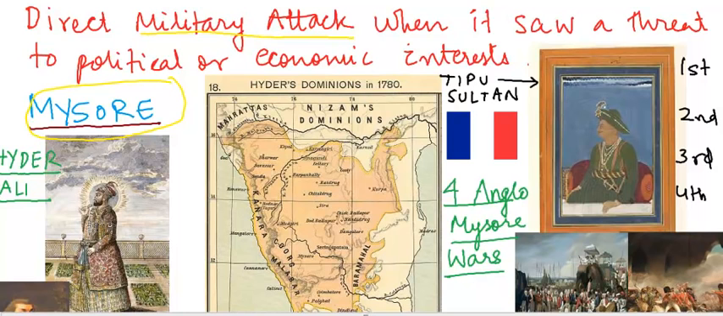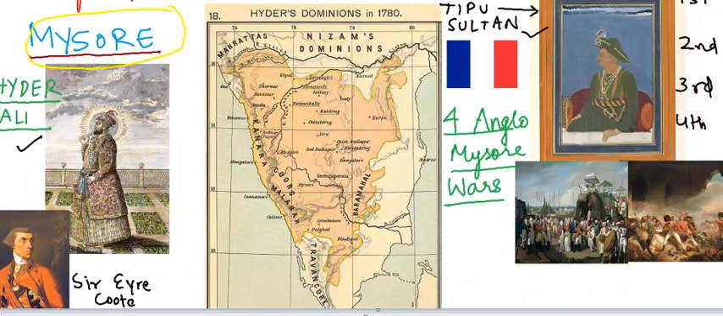Mysore had grown in strength under the powers of Hyder Ali and his famous son Tipu Sultan. Mysore controlled the profitable trade of the entire Malabar coast, from where the company purchased pepper and cardamom. The rulers of Mysore were rigid and did not succumb to the company's wishes.